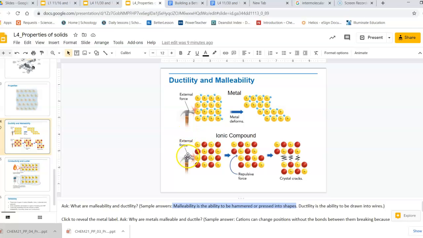But for example, if we apply pressure and all of a sudden you find repulsion within the substance, it's likely to crack. So we call this brittle. Okay, so that's what it comes down to. That's how we design things for ductility and malleability.